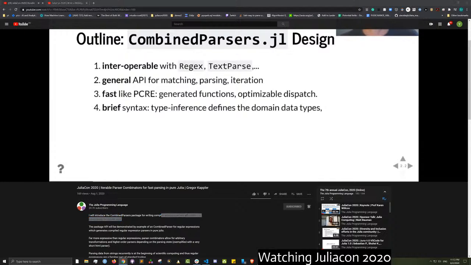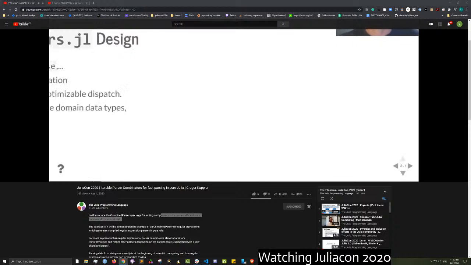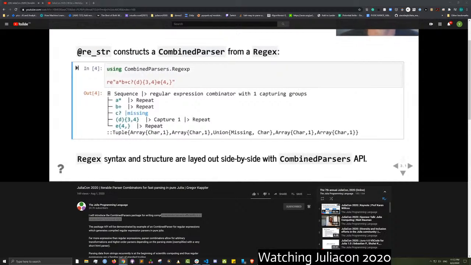And the second part of the talk then is a showcase for the brief syntax of combined parsers, which enables reasoning about the parser instead of obstructing, like regular expressions tend to do. If you disagree, check out the palindromes example in the manual. So regular expressions are the standard to parse. The RE string macro constructs a combined parser from a regex.